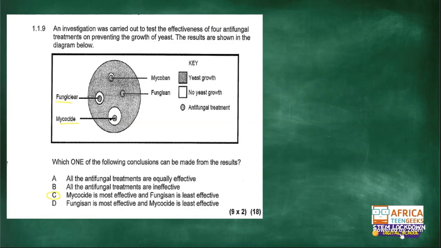Mycocide, as you can see, where Mycocide is placed, it clears up the yeast all around. It clears it up, you see? There's no yeast growth where it is. But with Fungiclear, there's absolutely no change that had occurred. Only about a small circle there. It's little to zero change. So C is the correct one. So if you were to choose a specific antifungal treatment to use, then you would definitely go for Mycocide because you can see it is very effective in treating fungal growth or yeast growth.